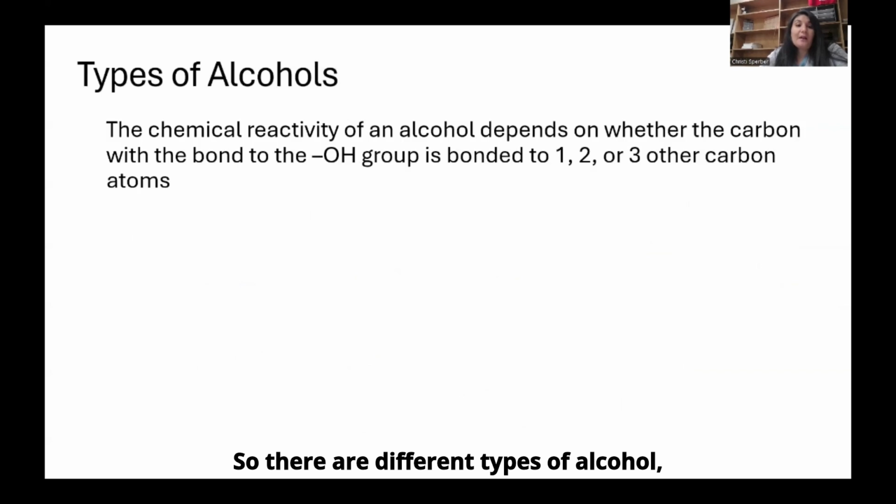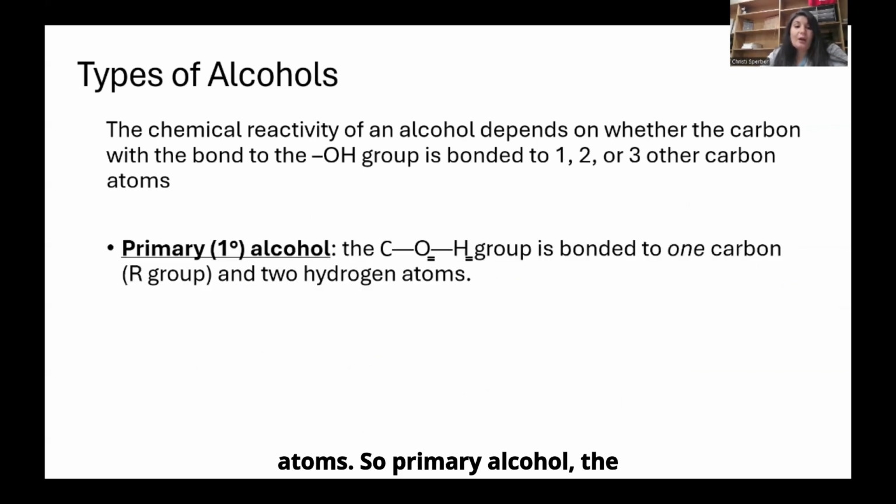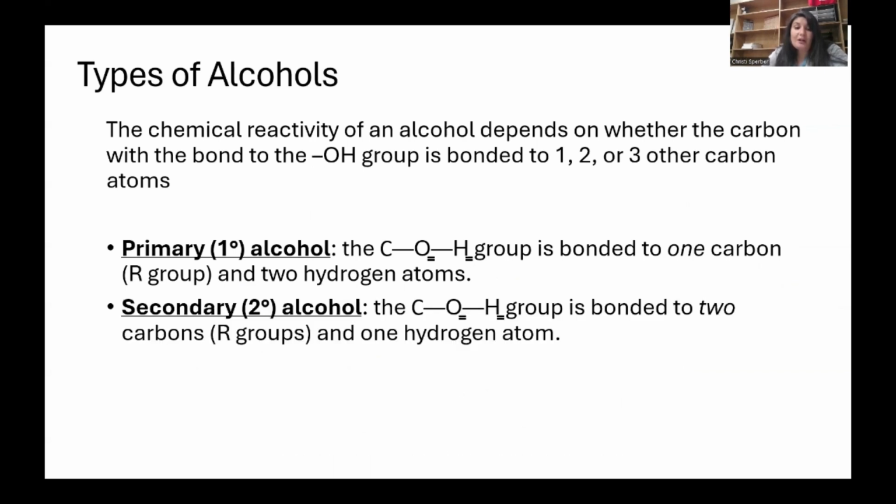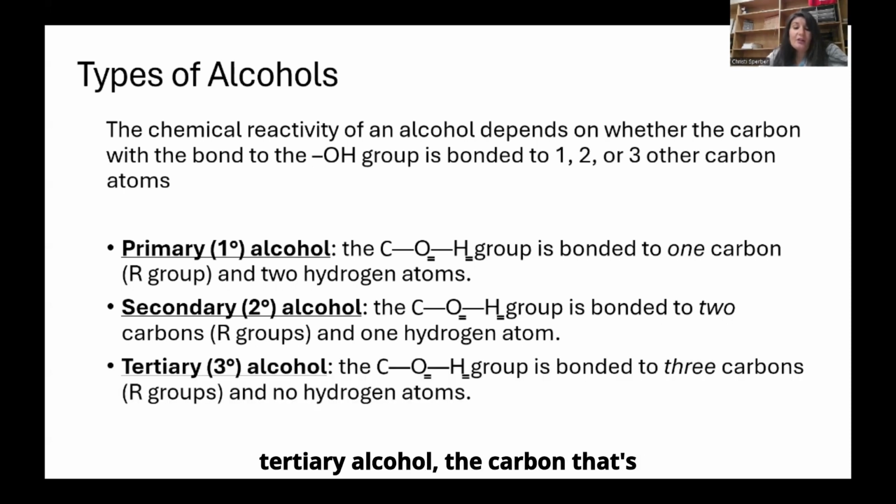There are different types of alcohol, and the chemical reactivity of an alcohol depends on whether the carbon bonded to the OH group is bonded to one, two, or three other carbon atoms. In a primary alcohol, the COH carbon is bonded to one carbon, an R group, and two hydrogen atoms. In a secondary alcohol, the carbon of the COH group is bonded to two carbons and one hydrogen atom. And in a tertiary alcohol, the carbon bonded to the hydroxyl group is bonded to three other carbons and no hydrogen atoms.